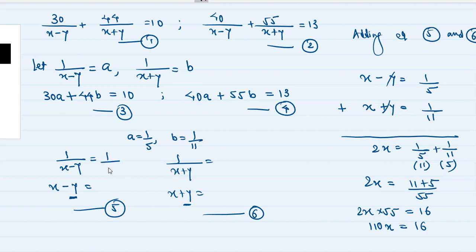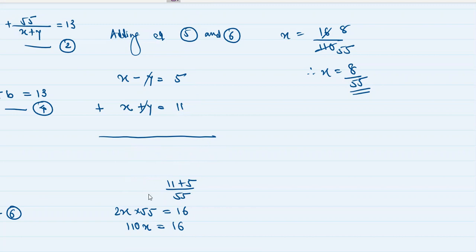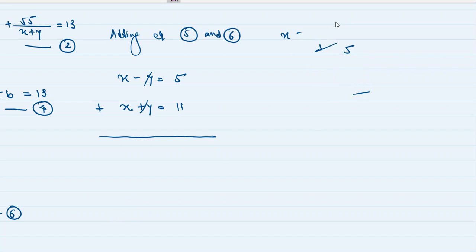So 1 upon x minus y is 1 upon 5 and 1 upon x plus y is 1 upon 11. So x minus y is equal to 5, x plus y is 11, right? So we have got x minus y is equal to 5 and x plus y is equal to 11. There was the mistake. Let's write them again. This was 5, this was 11, and this gets, just erase it. Sorry for the mess, but yeah, we have to get the correct answer somehow.